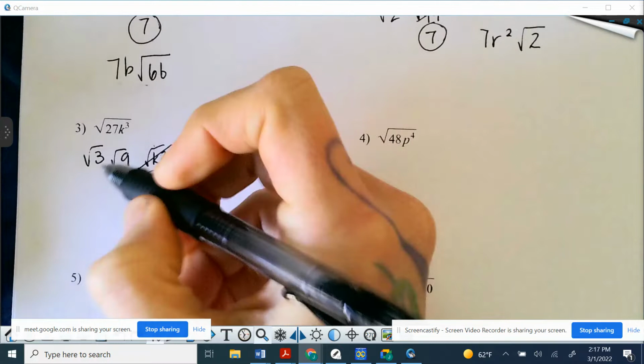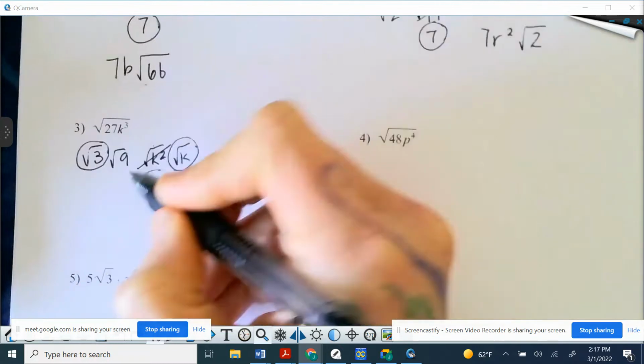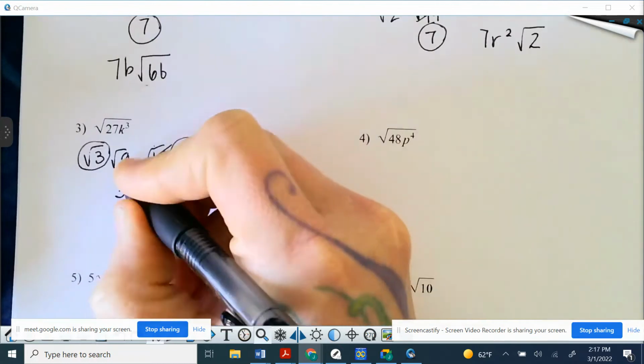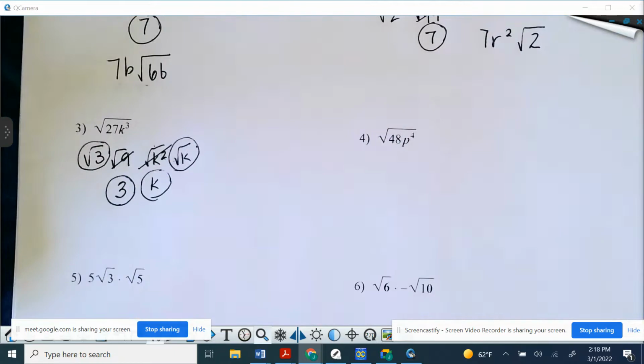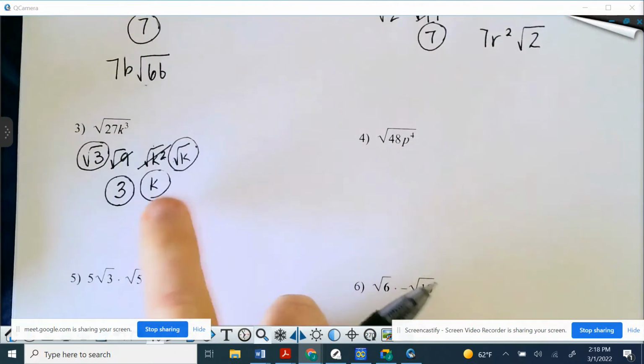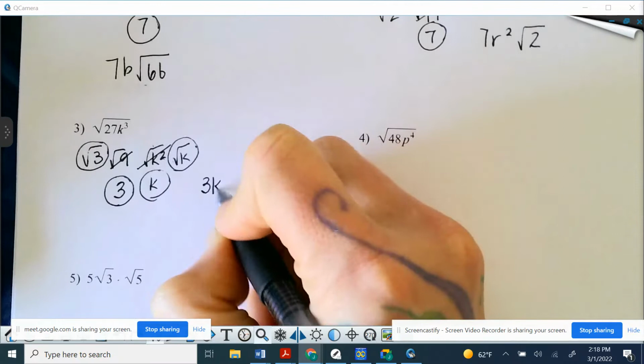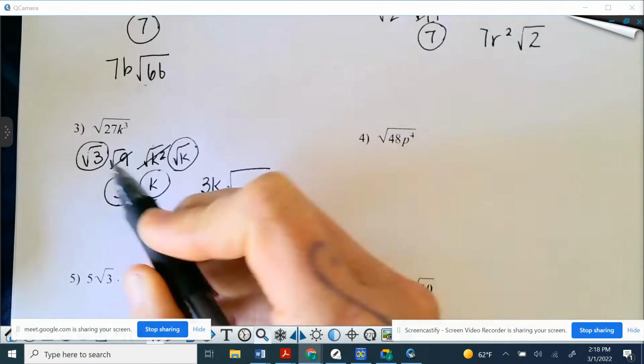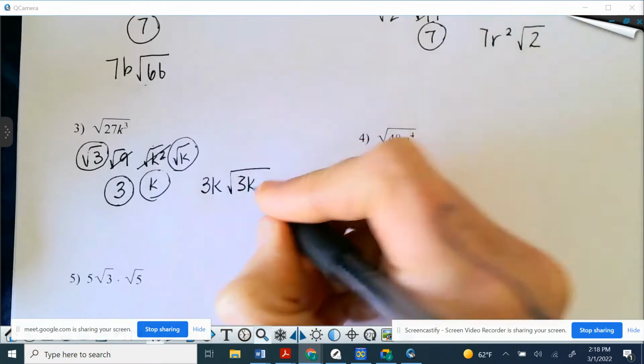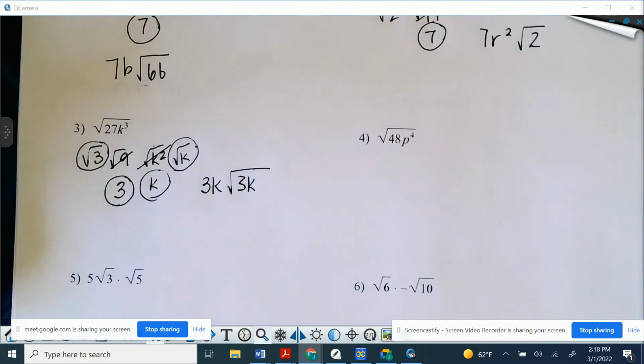Square root of 3 is done, and then the square root of 9, we hopefully know, is 3. So we have a positive 3. Now, anything without our root bar is going to be on the outside. So 3k. And then we have our root, square root of 3k. So it's 3k square root of 3k, put together is your simplified version of the square root of 27k cubed.